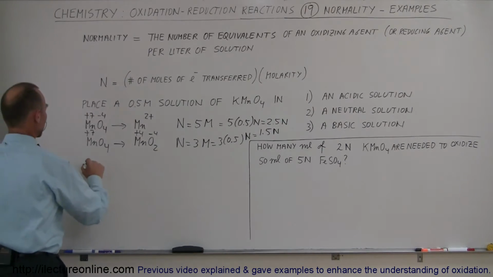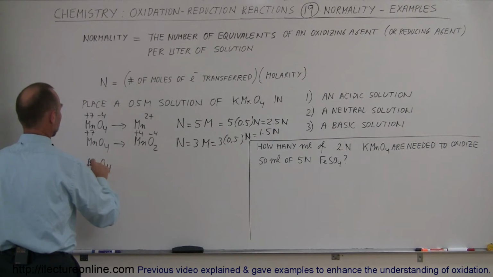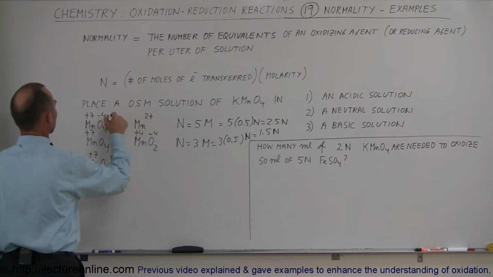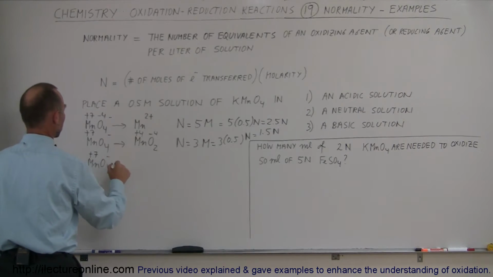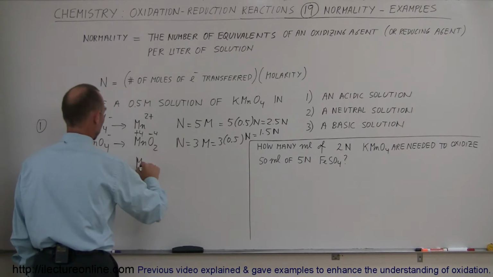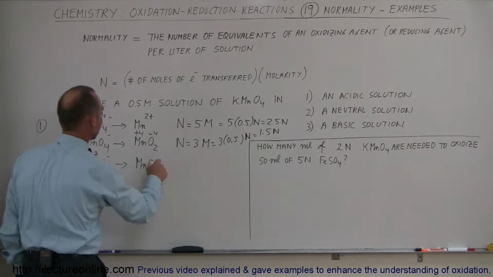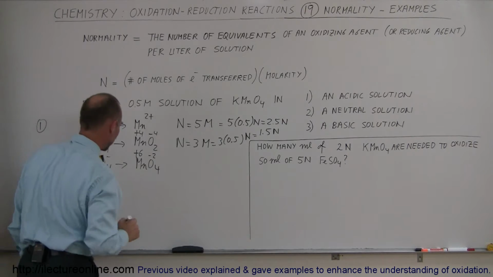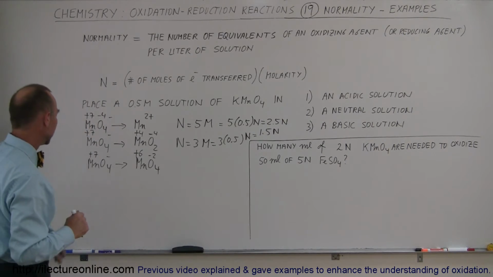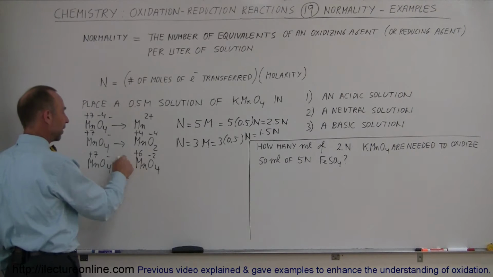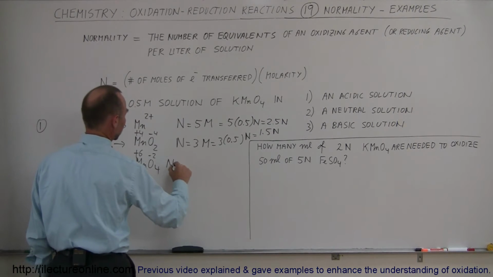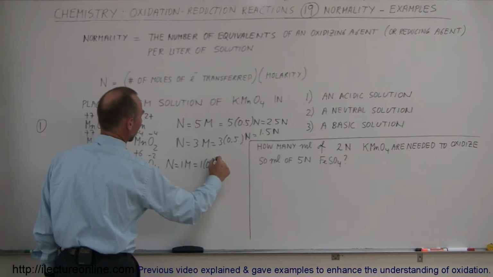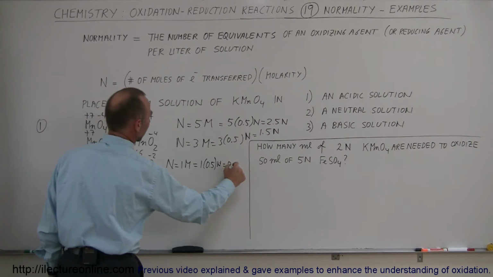And then what happens when you put the ion in a basic solution? It goes from a +7 state, with the oxygens at -4, into MnO4, which is a -2, so that would be a +6. So we go from a +7 to a +6 oxidation number. Therefore the normality in this case is equal to 1 times the molarity. So that would be 1 times 0.5 molar, and so that would be equal to 0.5 normality.